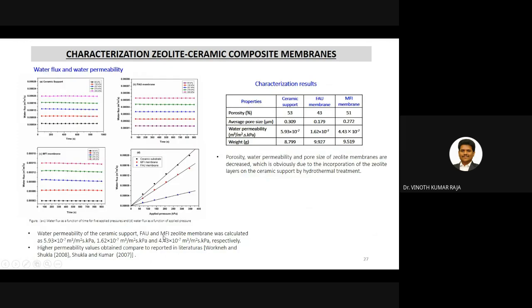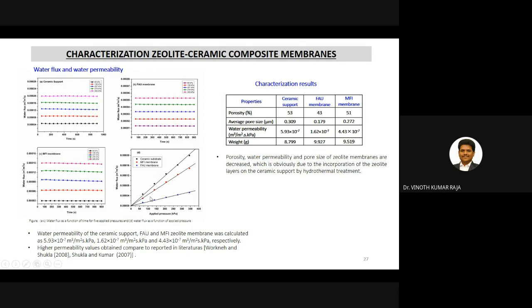Similarly, we have conducted the water flux measurement as we conducted for the substrate. In all the cases, this is for the ceramic support, this is for the FAU membrane, this is for the MFI membrane. In all the cases we have a stable and steady flux. If you look at the water flux as a function of applied pressure, we measured 5 different pressures. In all the cases, with respect to time, we have a steady flux, and as a function of applied pressure, the flux is increasing with increasing pressure.